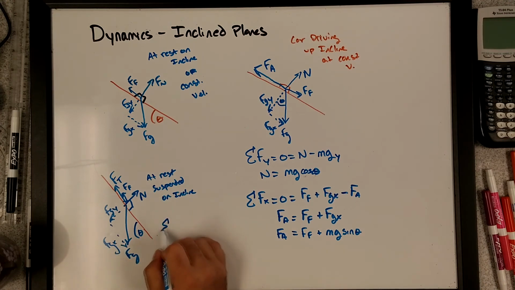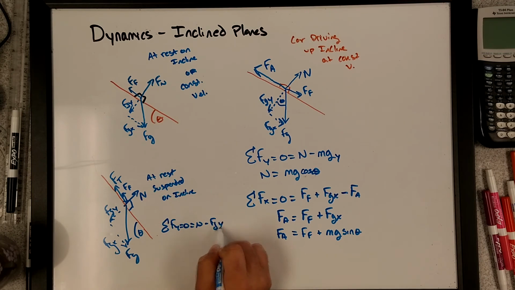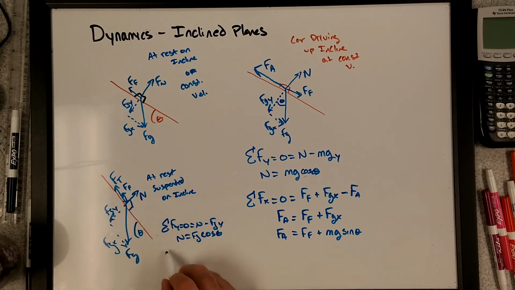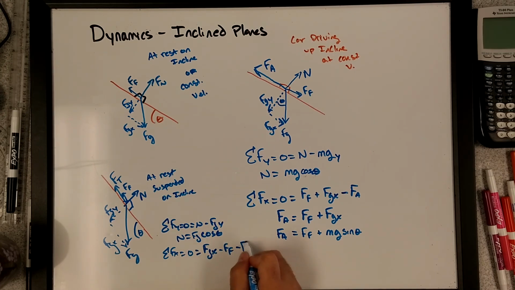If we set up my dynamics, sigma Fy is still 0, which means normal force minus Fgy is still true, which means my normal force is equal to Fg cos theta, right? It's that x dimension that's going to look a little bit more awkward. It's still 0. It's at rest. It's Fgx, the force down the incline, minus Ff, but now we also have to subtract that tension force. Or another way of thinking about it, let me put it in form of the tension, tension, I'm going to add this over, is equal to Fgx minus the friction force.